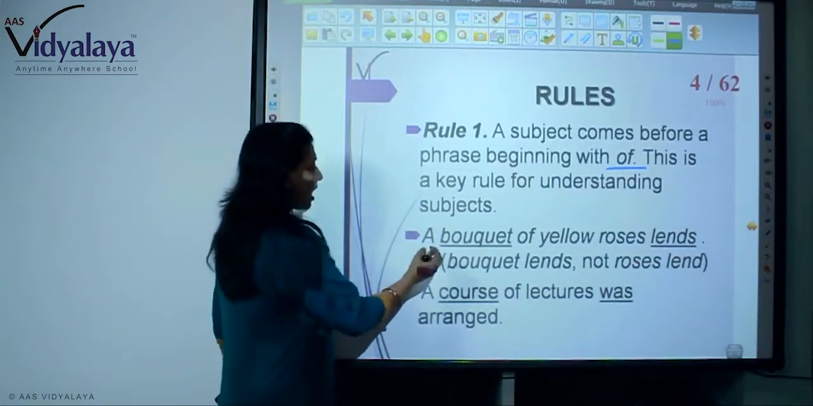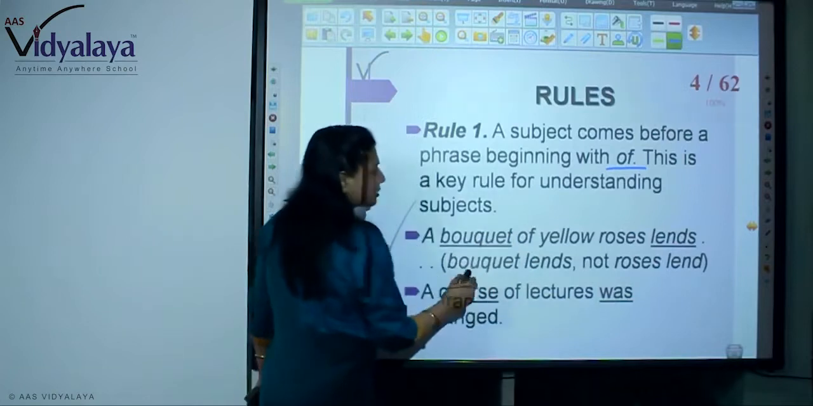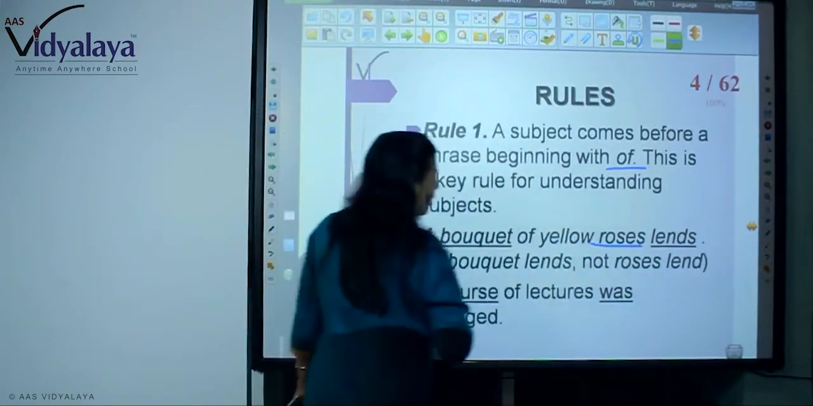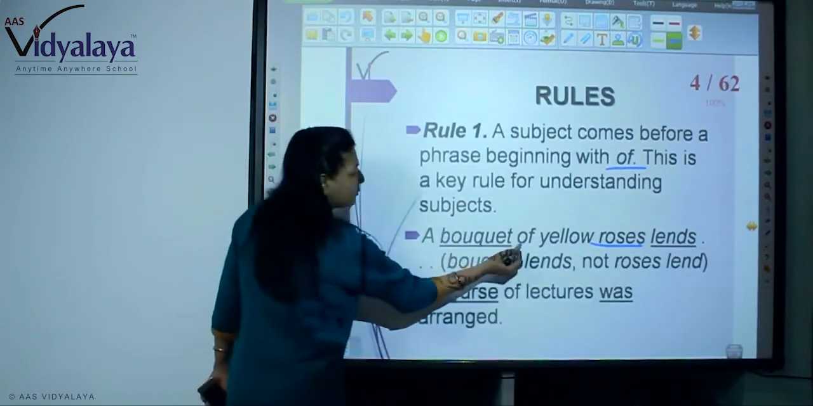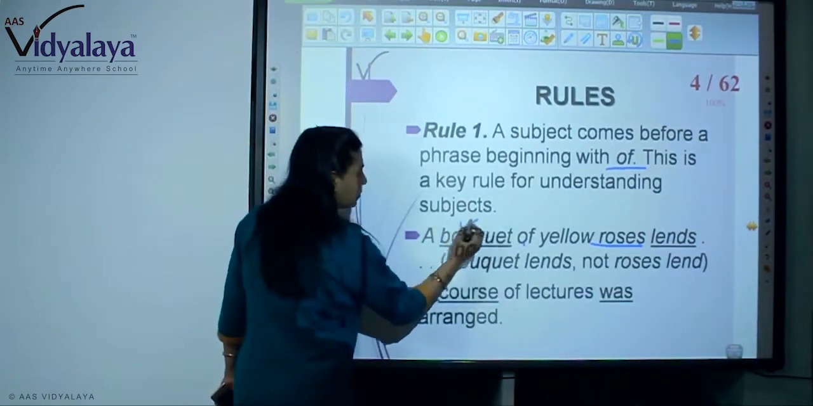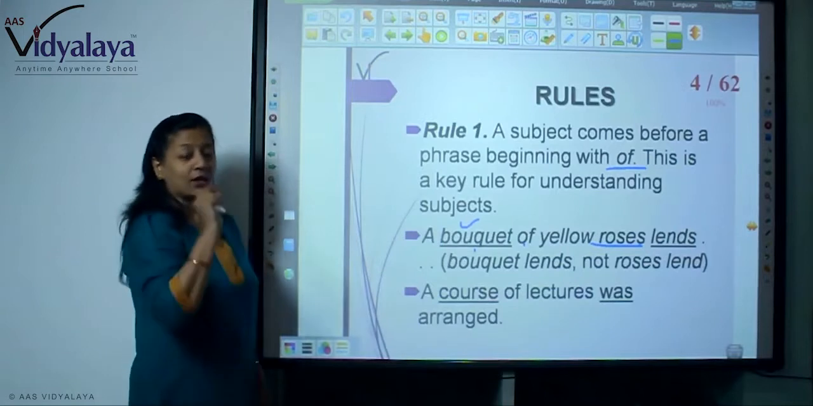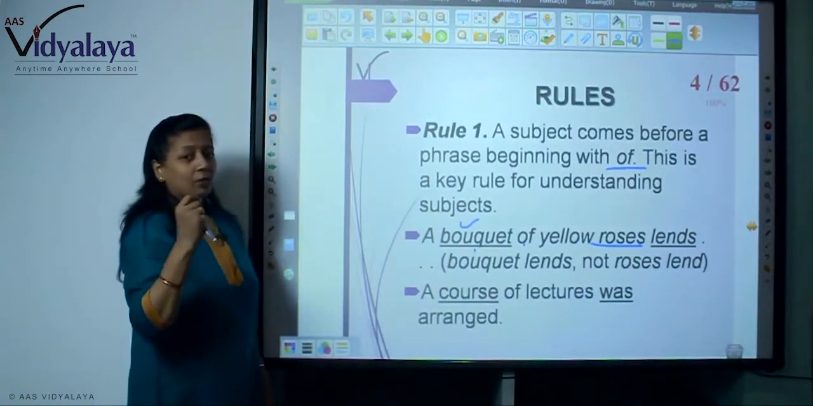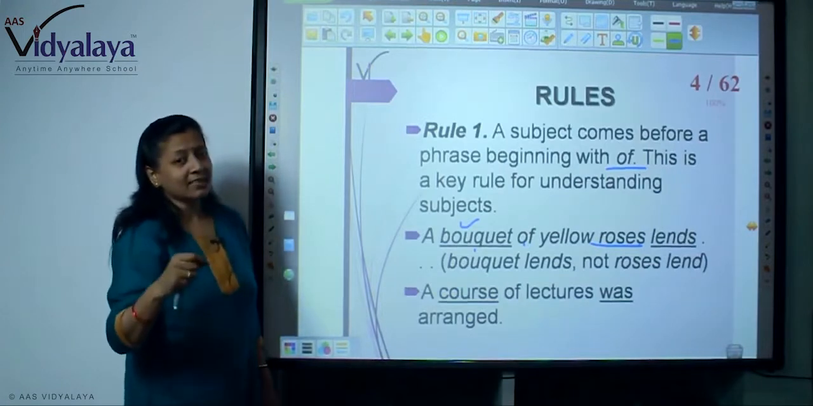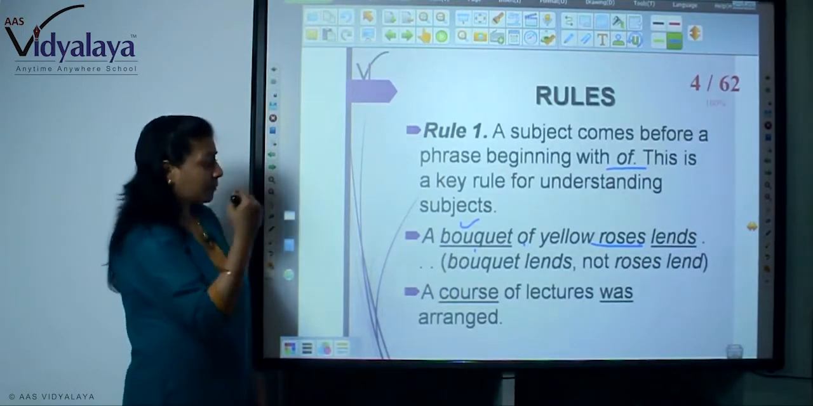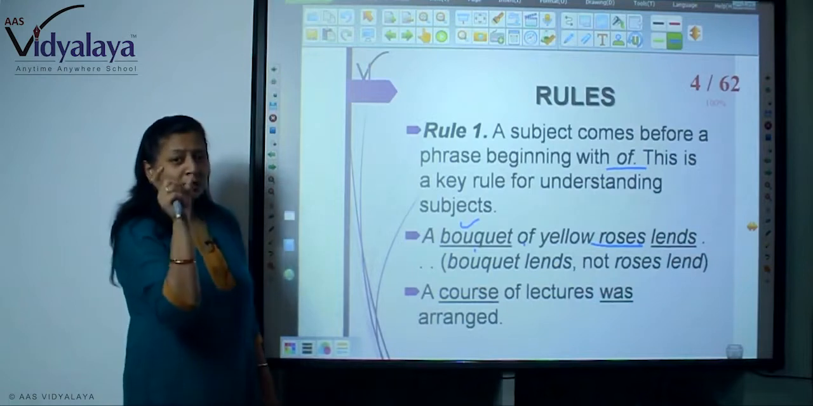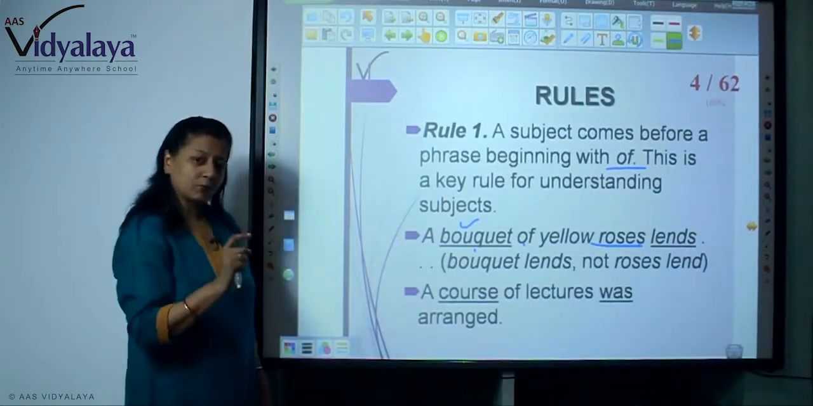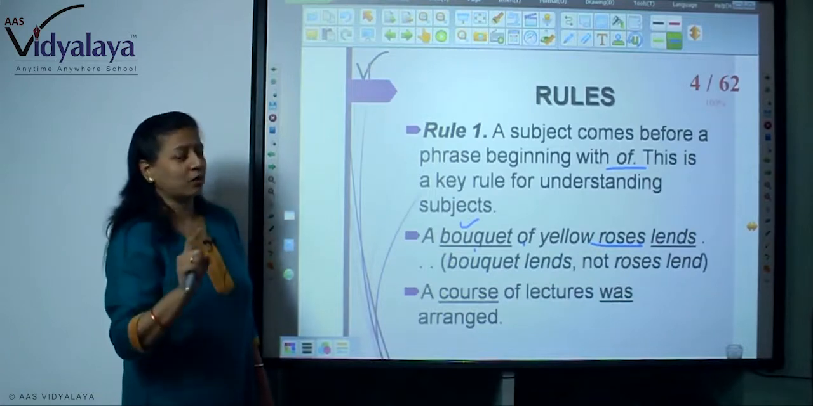For example, a bouquet of yellow roses. You should not consider yellow roses. You should consider what is before of, this is a bouquet. Remember, this is a clue. This is the way of understanding or knowing the subject. Before of, whatever the word is, that is your subject. According to that subject you will have to place the verb.